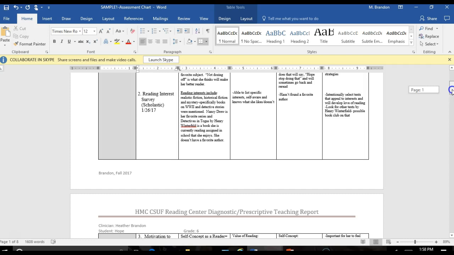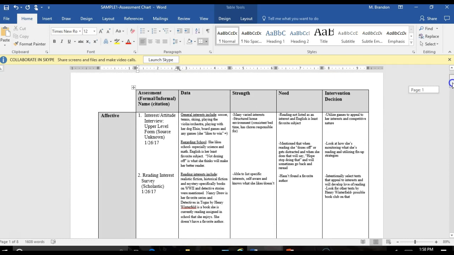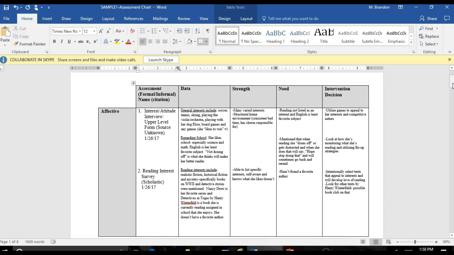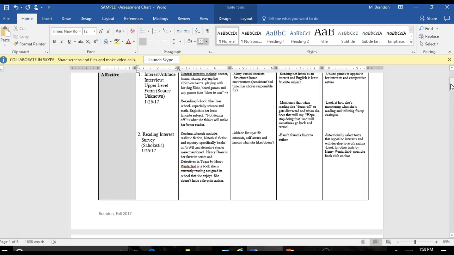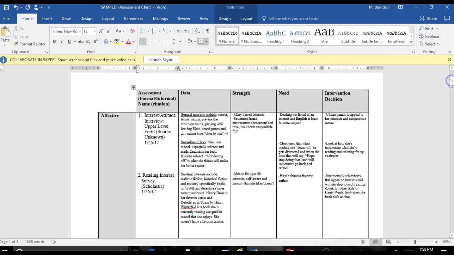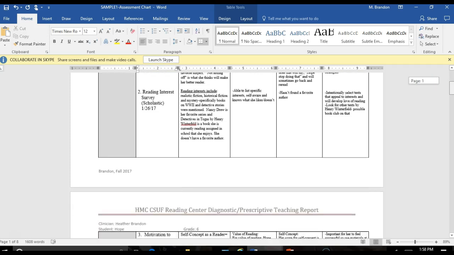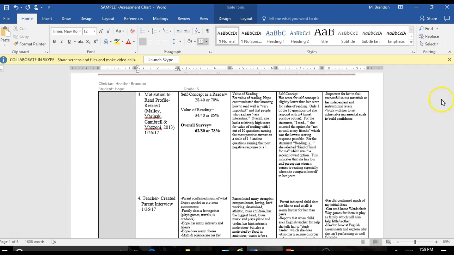One thing I forgot to tell you too is with this template, as I was typing into it, I don't love the formatting. I'm not married to this format. The columns aren't very wide, which kind of makes it awkward sometimes for reporting. So if you find a better way to report this same information, feel free to modify and improve upon this template. Just make sure that you have the assessment cited, the data, strength, need, intervention decision. And yeah, again, I'm happy to welcome other versions of this form.